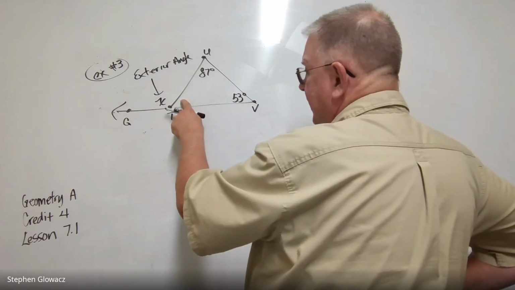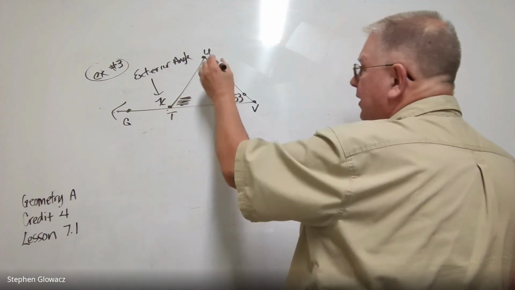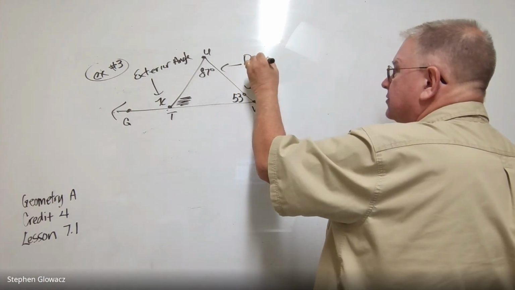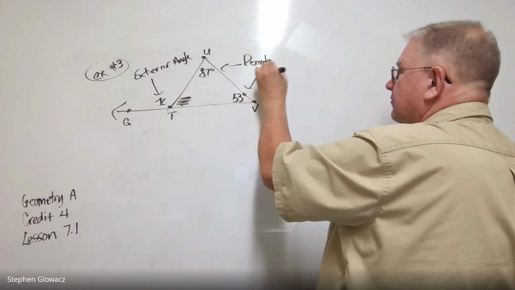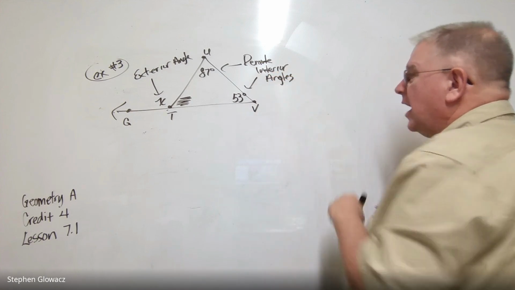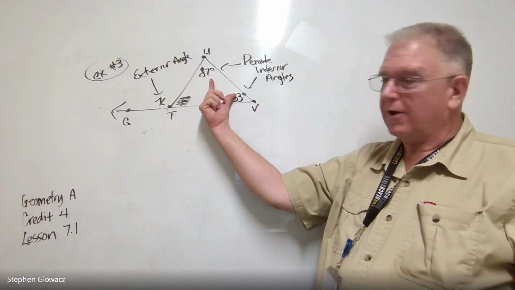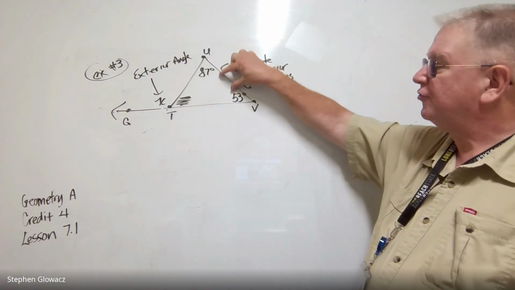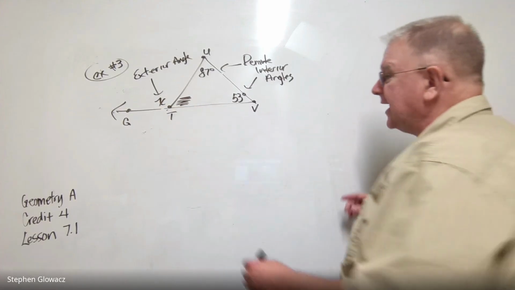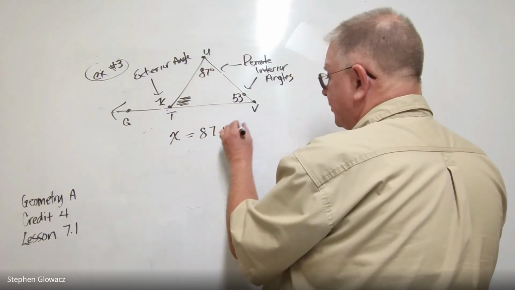Now, the angle next to it is an adjacent angle. And so we don't want that. We want these two other angles, which are the remote interior angles. Let's go ahead and write that up here so we can be reminded of that. And so the relationship between the exterior angle and the two remote interior angles is that the sum of the two remote interior angles equals the exterior angle. Or we could say the exterior angle X is equal to the sum of the two remote interior angles.